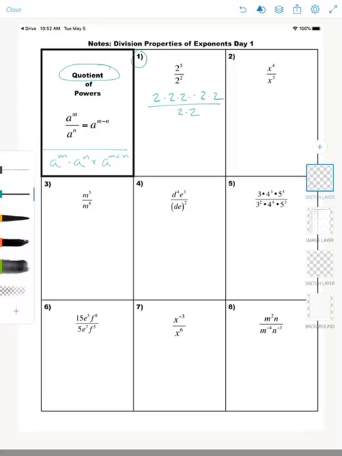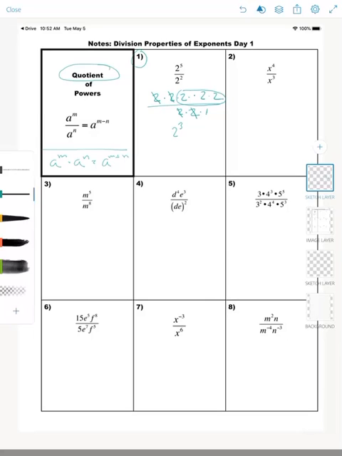Well, what you should remember from earlier days of math is that if you have a factor on the top and a factor on the bottom, you can effectively cancel. So this 2 and that 2 will cancel out, and this 2 and that 2 will cancel out. And so what you're left with is 1 on the bottom, and then you have 3 2's left on the top. So this would really be 2 to the 3rd power.